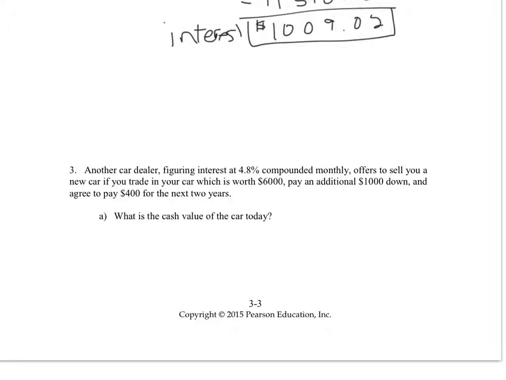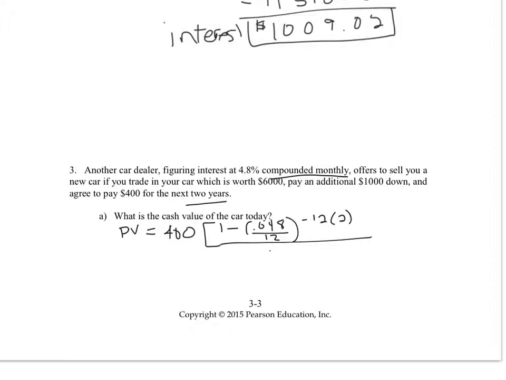Now, let's see what the cash value of the car today would be. So again, we're calculating present value. And that would mean, because our payment amount is $400, we're going to have 1 minus, now that interest rate that he's offering is 4.8%. So that becomes 0.048. But it's compounded monthly, so that's divided by 12, raised to the negative 12 times, this time you're only paying for 2 years, divided by 0.048 over 12.